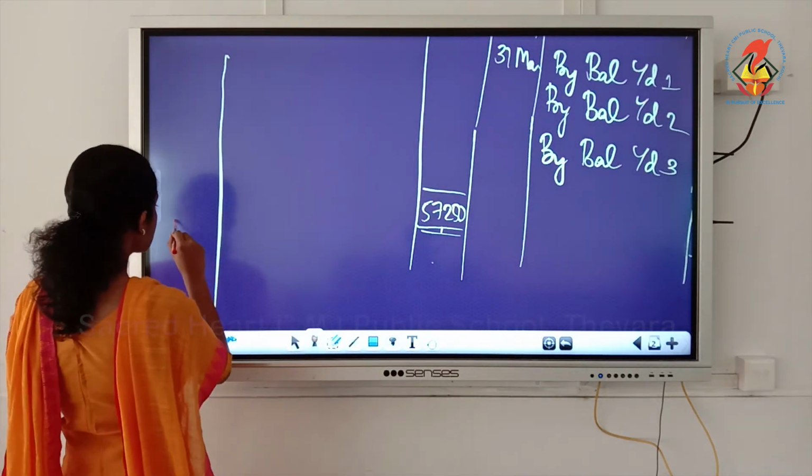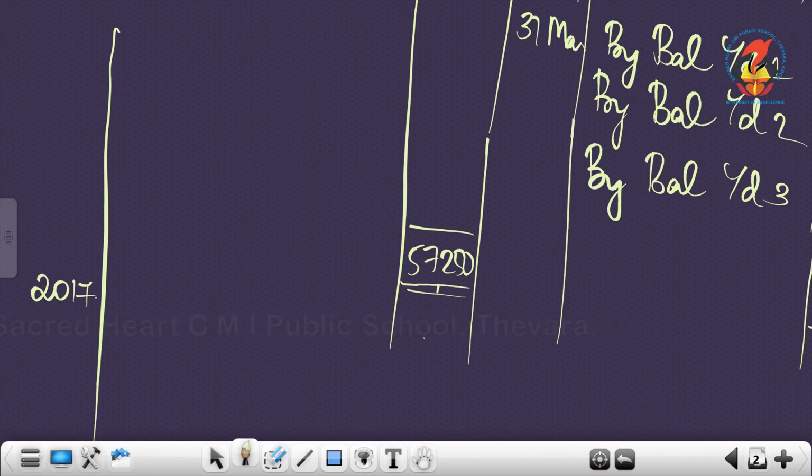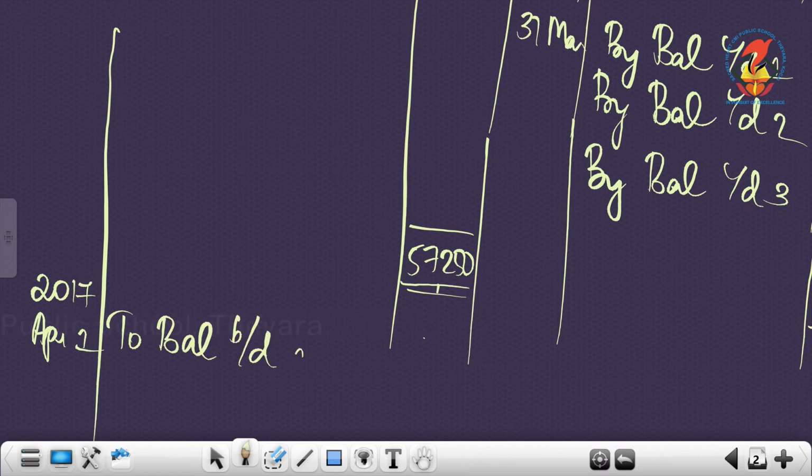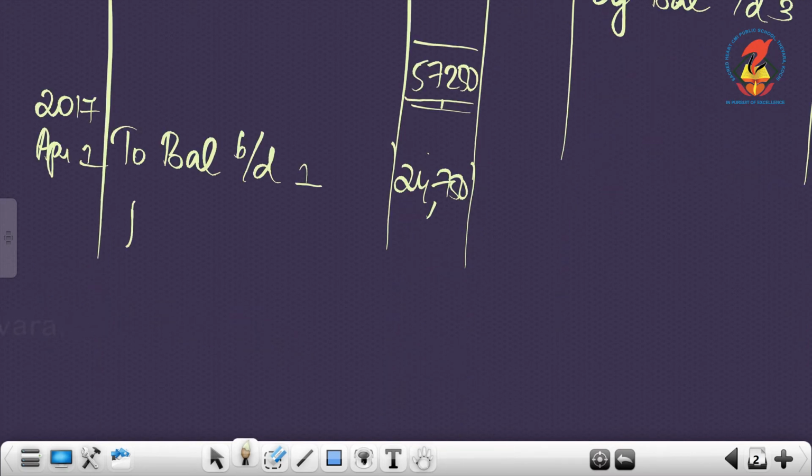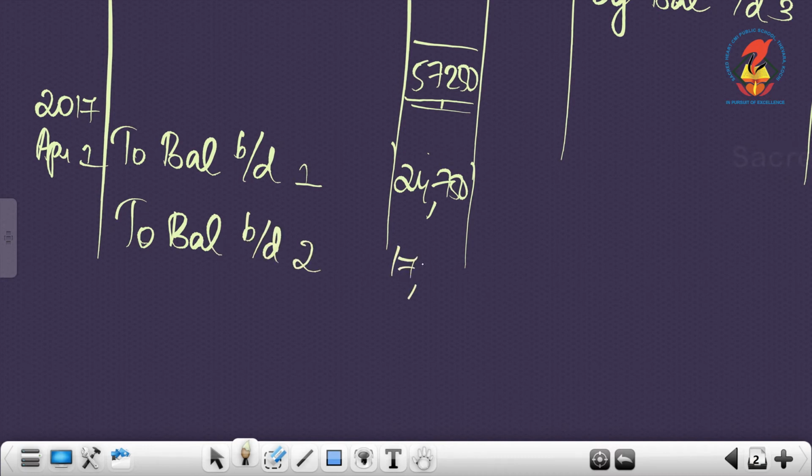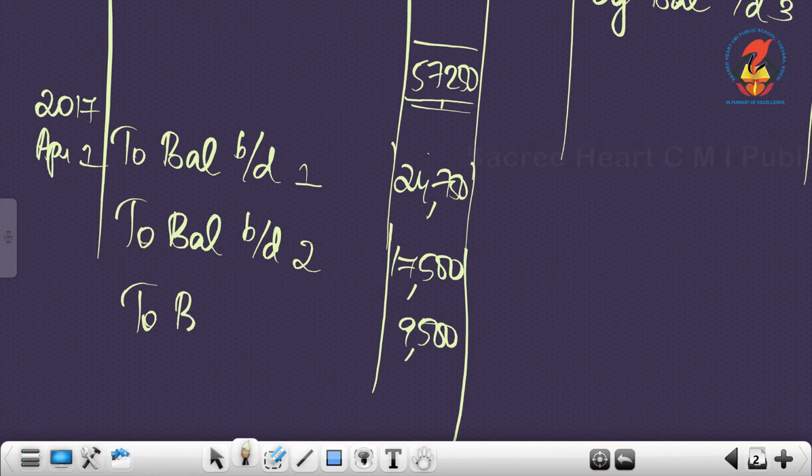Starting with the date 2017 April 1st, to balance brought down 1, 24,750, to balance brought down 2, 17,500, and the last one is 9,500, to balance brought down 3.